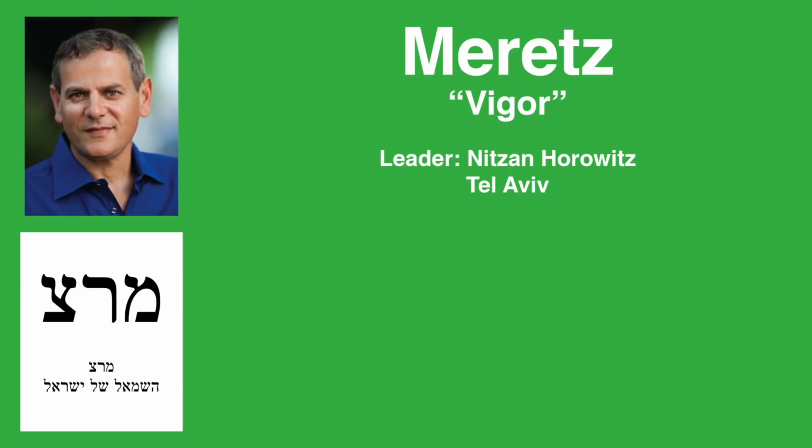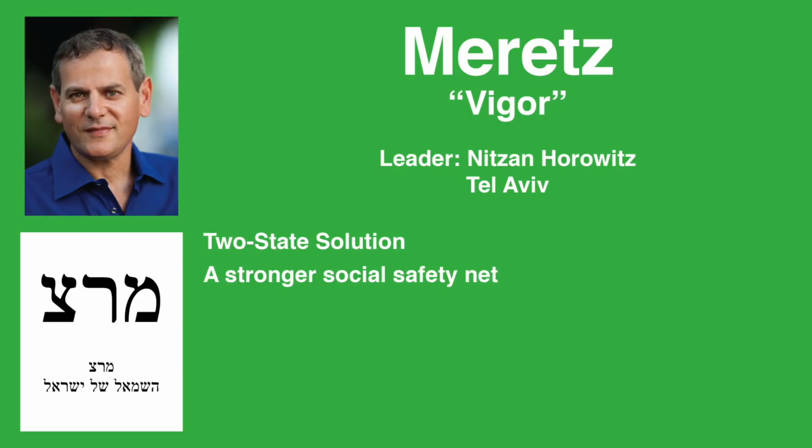We can't live with each other, we can't live without each other, and Meretz, led by Nitzan Horowitz, is a democratic socialist party which supports a two-state solution, a stronger social safety net, less privatization, more economic regulation, and an end to religious coercion. If that sounds too much like the Social Democrats for you, there are genuine philosophical differences between them, but with Meretz, it's really more of a difference of who's supporting them.